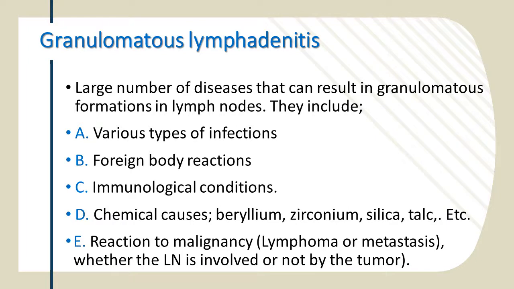The other condition is granulomatous lymphadenitis. In fact, there are a large number of diseases that can result in granuloma formation in the lymph node. They include, first, various types of infection, and we'll talk about it in the next slide. Secondly, foreign body reactions. Thirdly, immunological conditions, as well as chemical causes such as beryllium and silica, and finally reaction to malignancies.